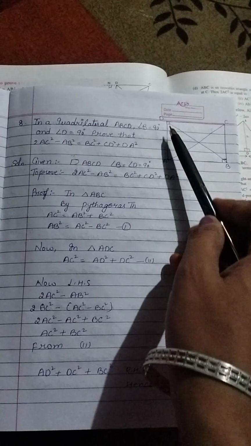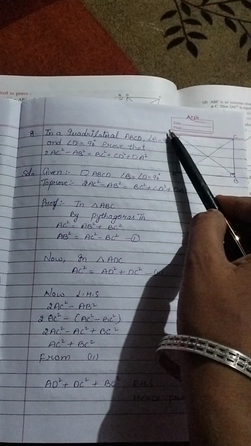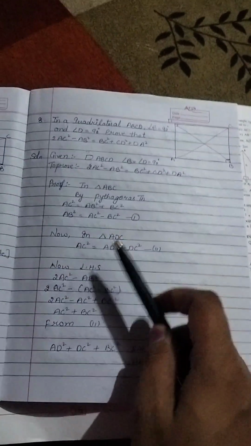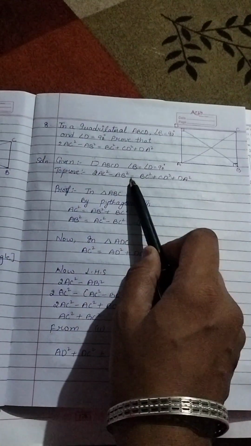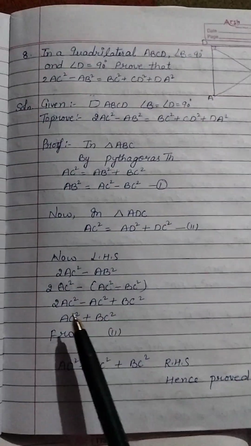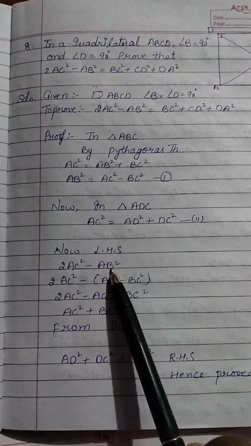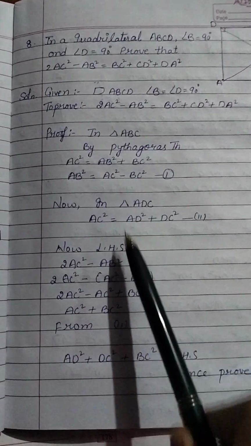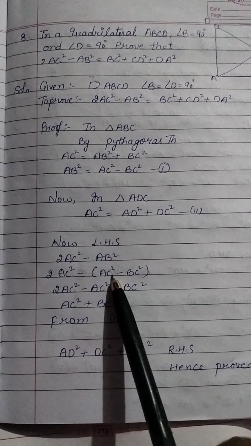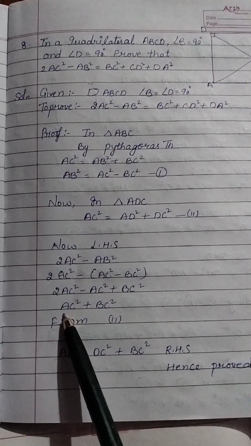Now in triangle ADC, AC square is equal to AD square plus DC square, the same by the Pythagoras theorem. Now we take the left hand side, which we have to prove: 2AC square minus AB square. We put the value of AB square, which we found in the first equation, AC square minus BC square. 2AC square minus AC square plus BC square, and 2AC square minus AC square is only a single AC square plus BC square.